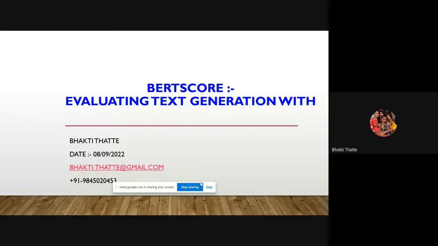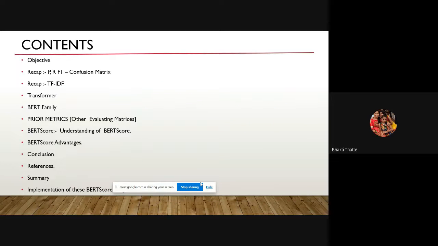So, once again, welcome all. Today I'm going to take you all through the BERT score, that is, evaluating text generation with BERT. So this is today's contents. Basically, our objective is to go through the BERT score and understand it.